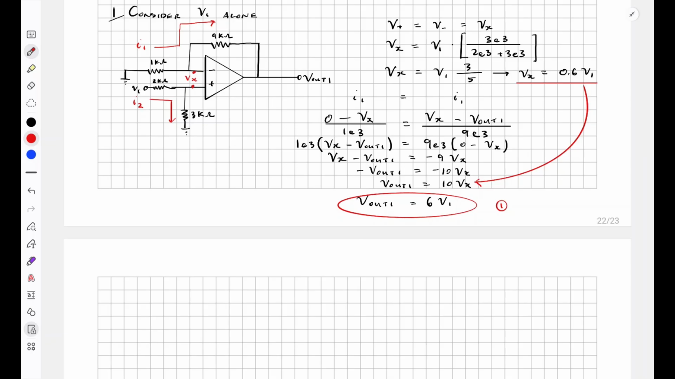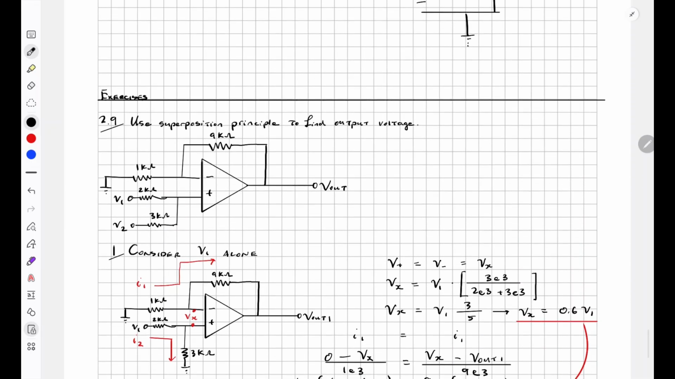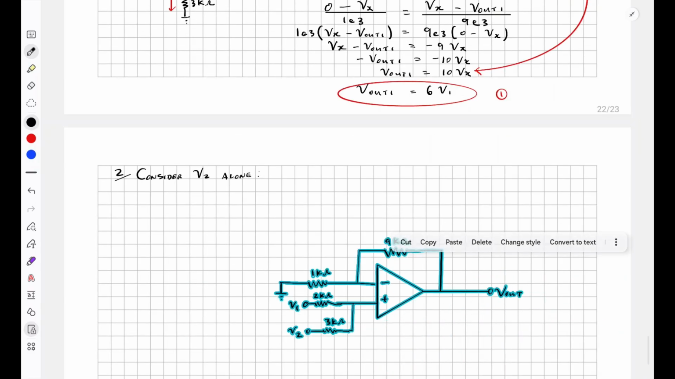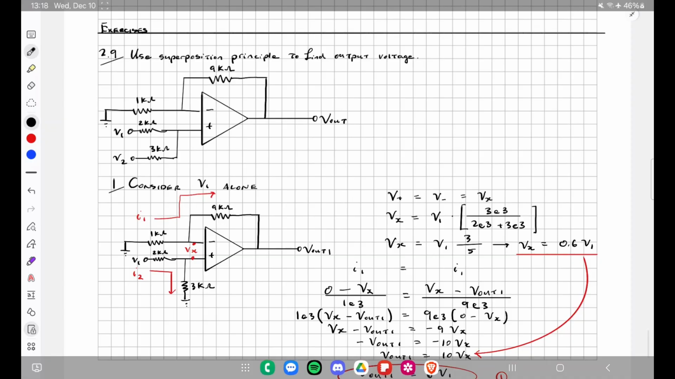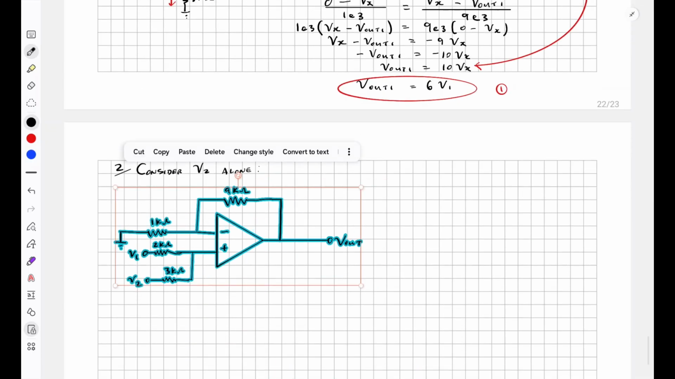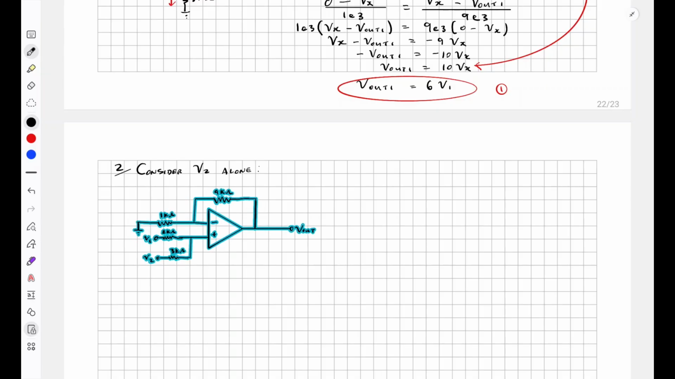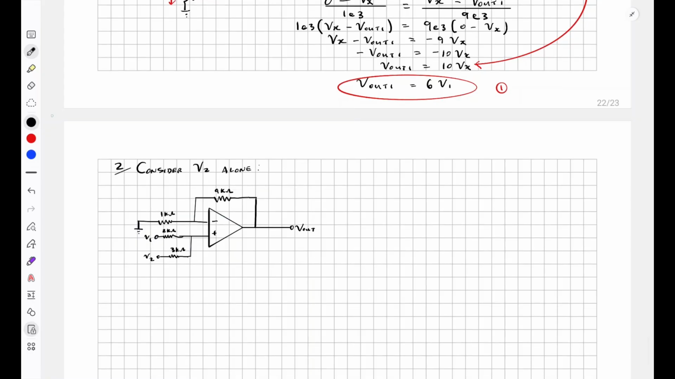Okay, now the second half of the superposition is to consider V2 alone this time. So I'm going to bring back the circuit. I just copy the circuit from the problem and make it a little bit smaller. Consider V2 alone. So what is that? V2 is now applied, the ground signal, and V1 becomes the new ground.